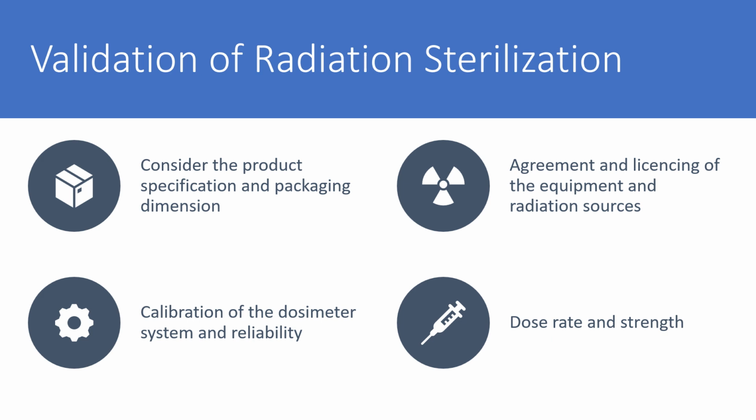Firstly, it's essential to consider the product specification and packaging dimensions. Different products and packaging materials may require specific radiation doses and exposure times to ensure thorough sterilization without compromising product integrity. By carefully analyzing product specifications and packaging dimensions, manufacturers can tailor the sterilization process to meet the unique needs of each product.